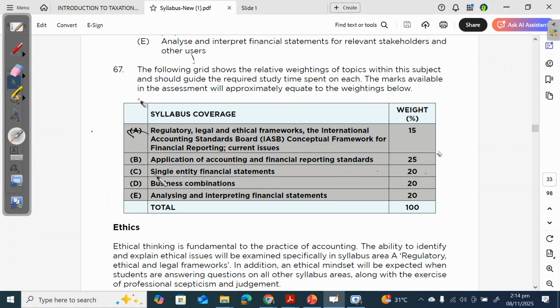Now we have single entity financial statements, which is 20 marks. Then we have business combinations, which is also 20 marks. Then we have analyzing and interpreting financial statements, which is 20 marks. So we have 100 marks. All right. So let's look at some of the easiest areas and the difficult areas.